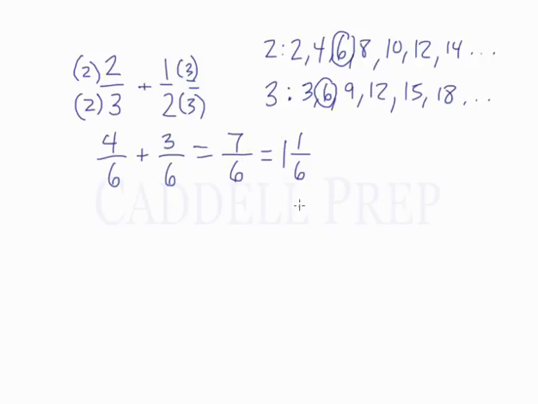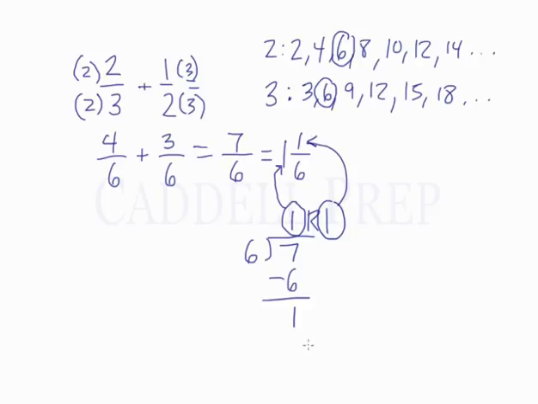Just to show what I mean by remainder, 7 divided by 6. 6 goes into 7 once. 1 times 6 is 6. 7 minus 6 is 1. So we have 7 remainder 1. So whatever this number is goes here, and the remainder goes on top. So whenever you have to add or subtract fractions, just remember you need a common denominator.